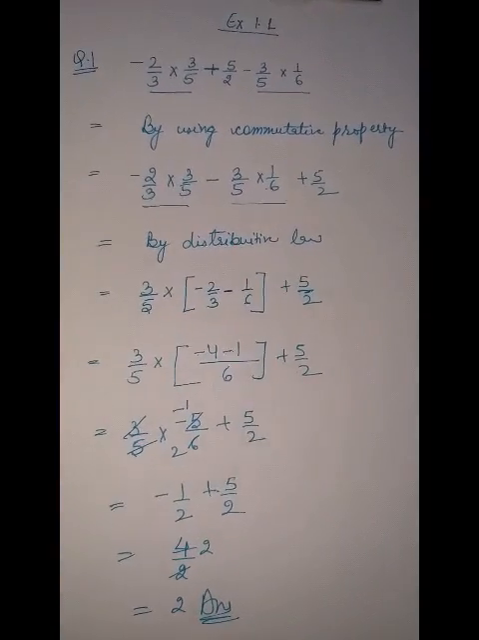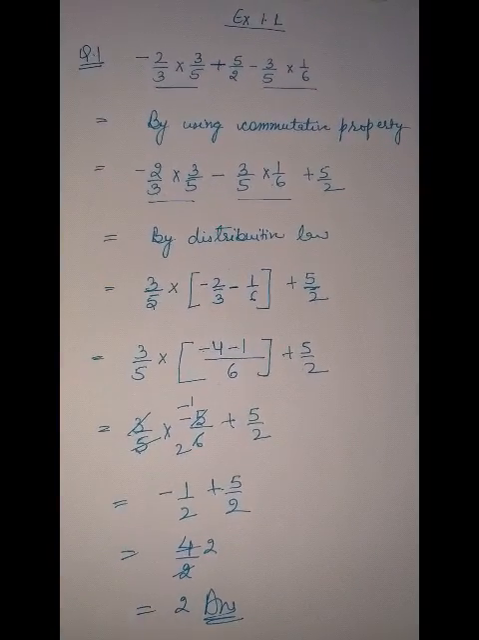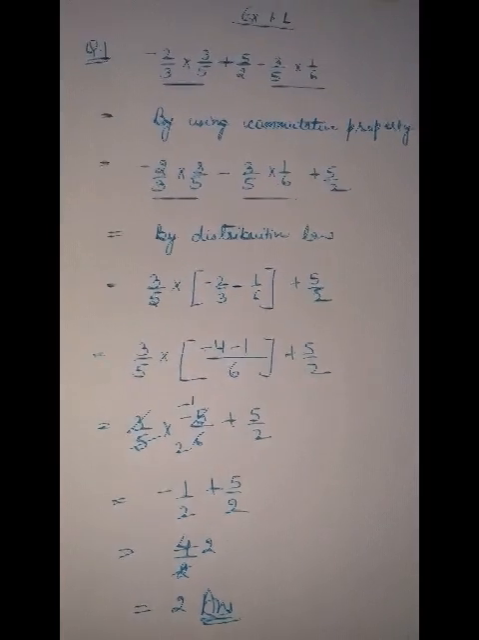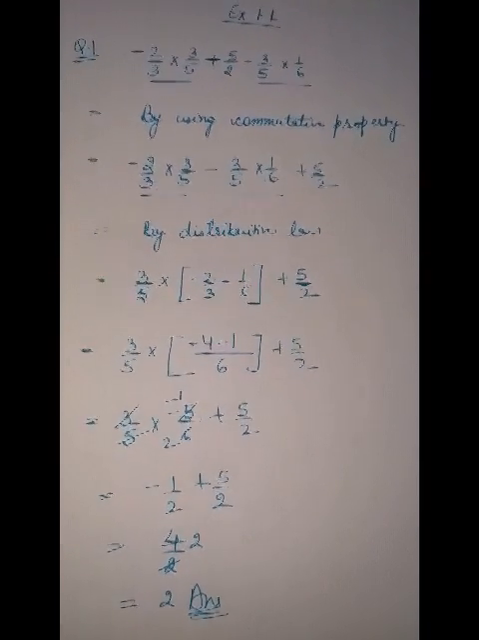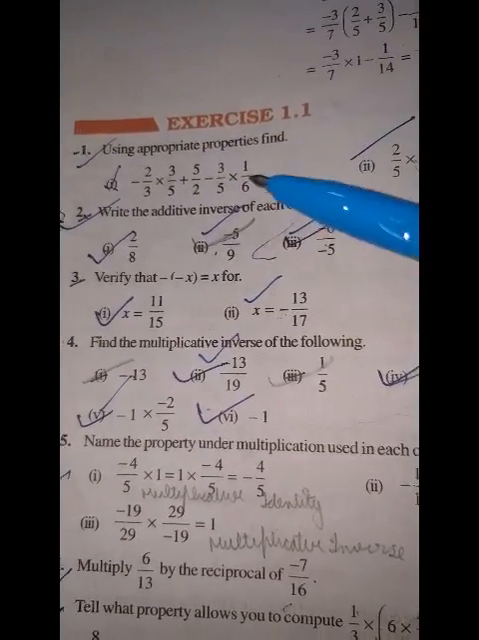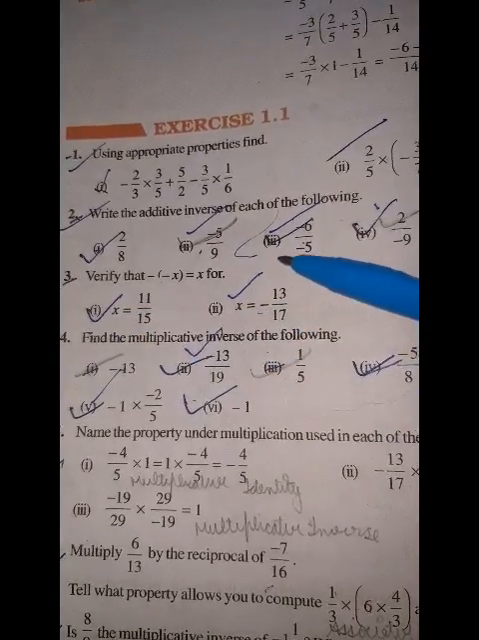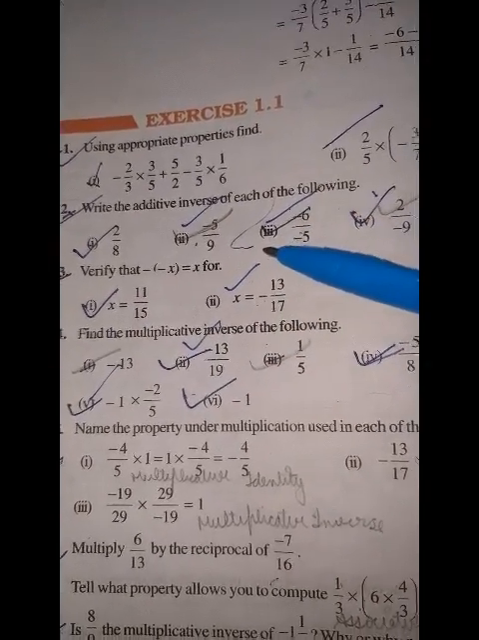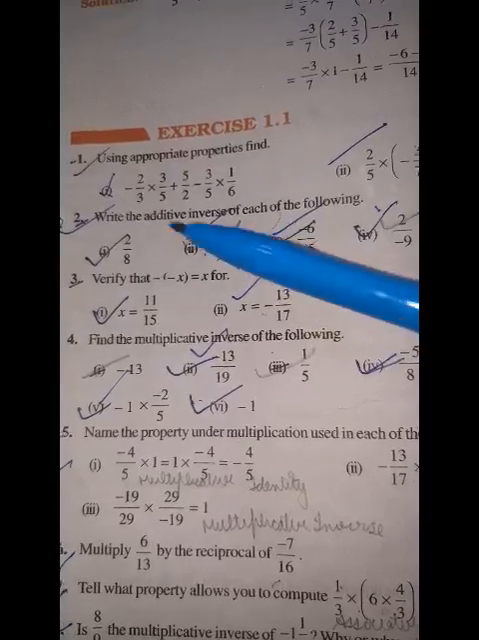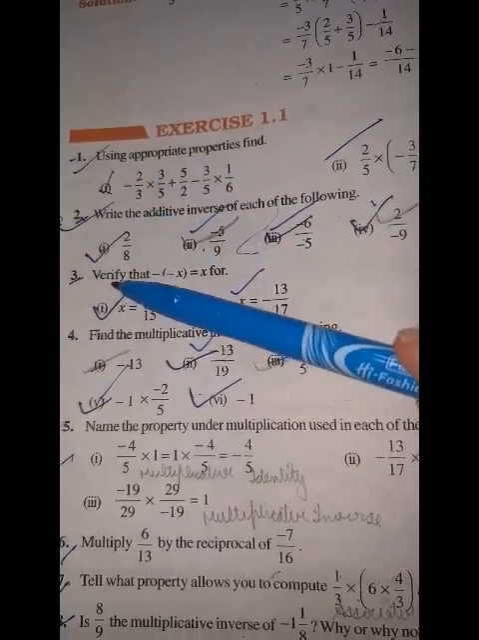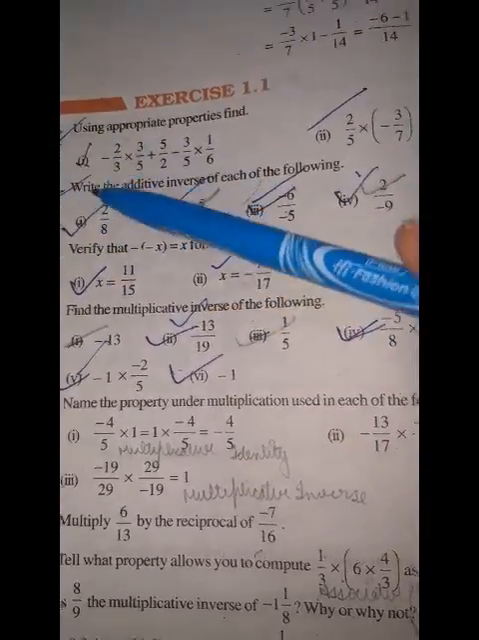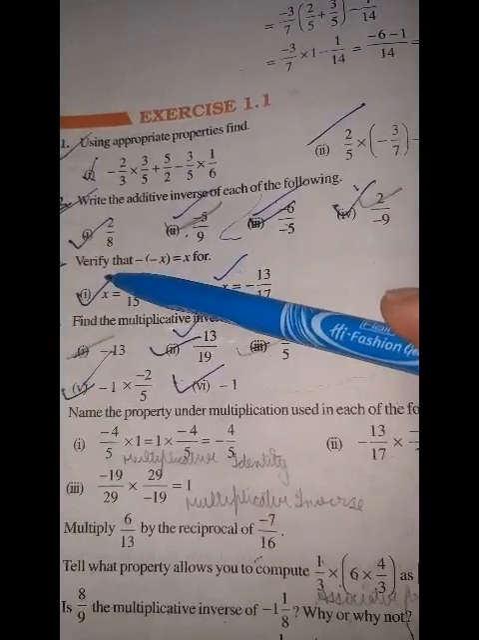So in this question we have used two properties, commutative property and distributive property. Now we are starting the second question. So now you can see here second question is write the additive inverse of each of the following. Additive inverse means negative of that fraction or number. Here it is 2 by 8, so it will become minus 2 by 8.